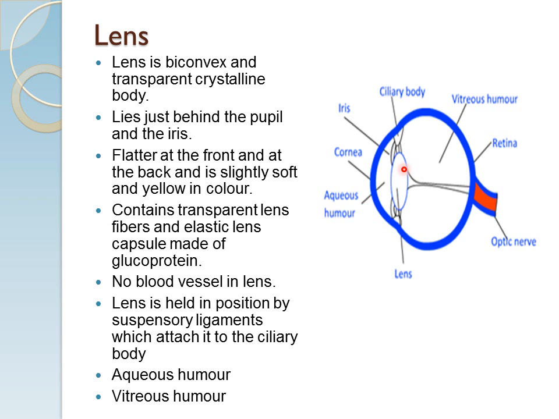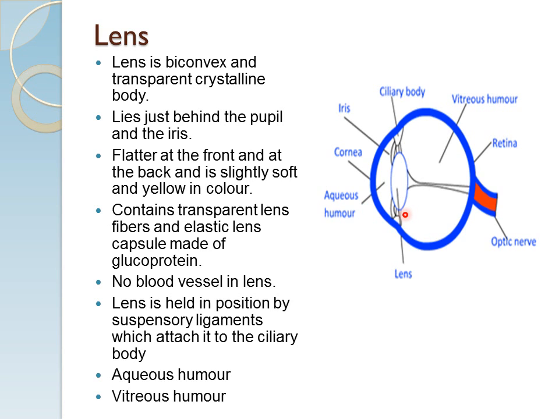It contains the transparent lens fibers and an elastic lens capsule, which is mainly made up of glycoprotein. We can see on both sides there are some suspensory ligaments which are holding the lens in the correct position. If nothing is holding it, how can the lens stand in between this? So there are suspensory ligaments which attach to the ciliary body. These are holding the lens in position.